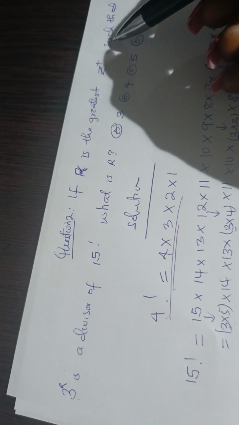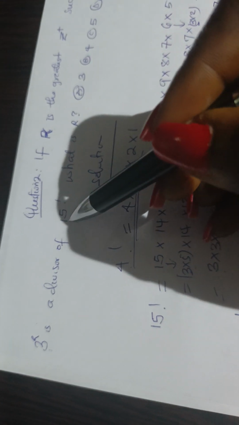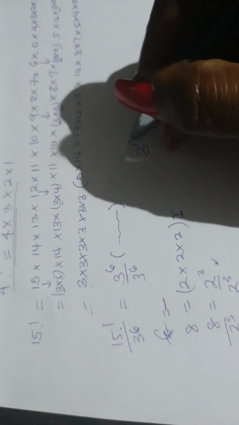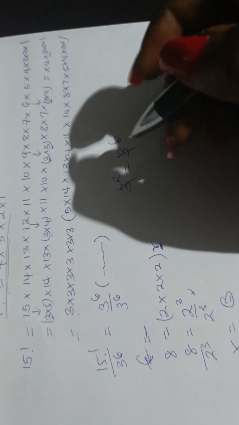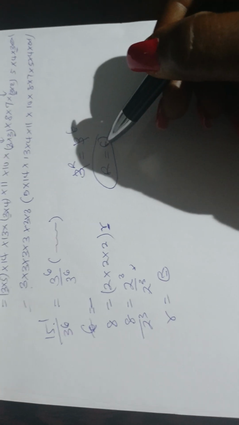Now we have 15 factorial. If we want to get the divisor here, this is the factored term, divide by this and divide by this. So let's go back to the question. If r is the greatest positive integer such that 3 raised to a certain number is a divisor of 15 factorial, what is r? In this case, we have 3 to the power of r is equal to 3 to the power of 6. When the bases are the same, you take note of the powers. So it means that 3 is raised to the power of 6.